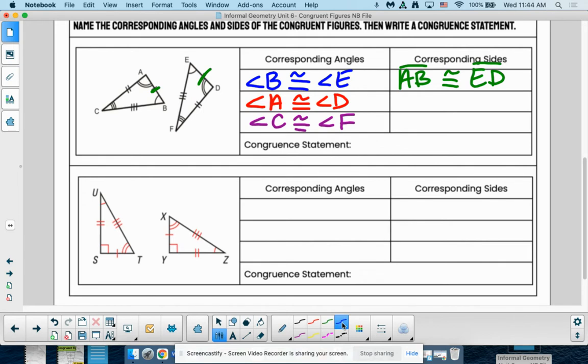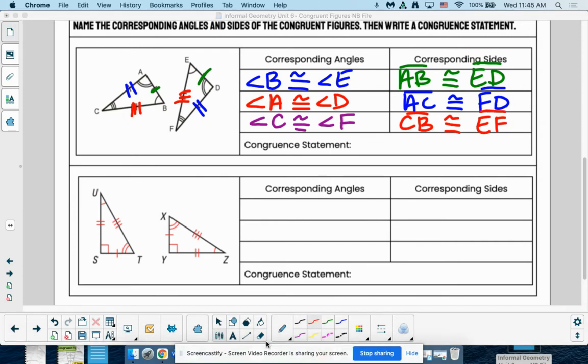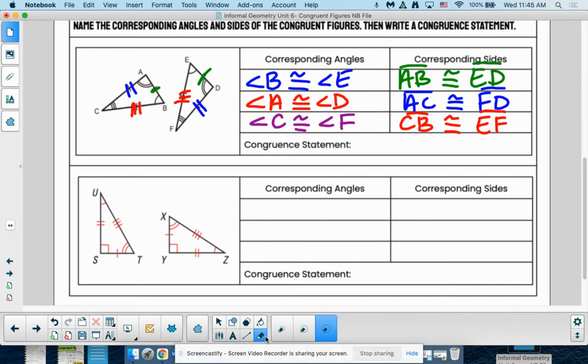Okay, now let's go to two tick marks. So that would be AC is congruent to FD. And then our last one here has three tick marks, and that's CB. It's congruent to EF. All right, so we just listed all of our matching angles and sides. And now that we've done that, we can write a congruent statement, which is kind of like our key for telling us what goes with what.